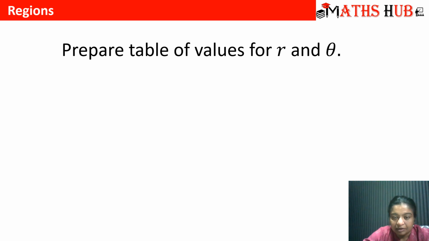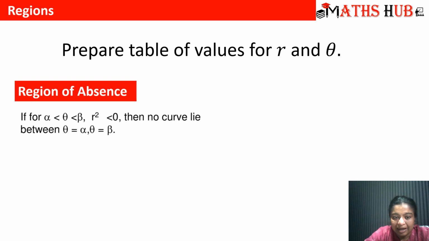Okay. So now another important thing that we need to take care while tracing a curve is regions. Now to get the regions, like we prepared a table for x and y in the Cartesian system, we can similarly prepare the values of r and theta. We can put some values of theta and we can get the corresponding values of the radius vector, right? And then how to check the regions of absence. Now if for any particular theta lying between alpha and beta, the value of r square is less than 0, right, the radius cannot be negative. The square of the radius cannot be negative. So that means no curve will lie between the regions theta equal to alpha and theta equal to beta, right?